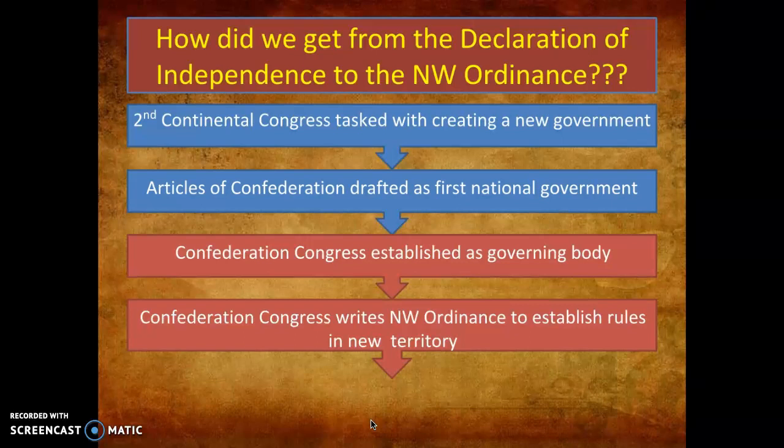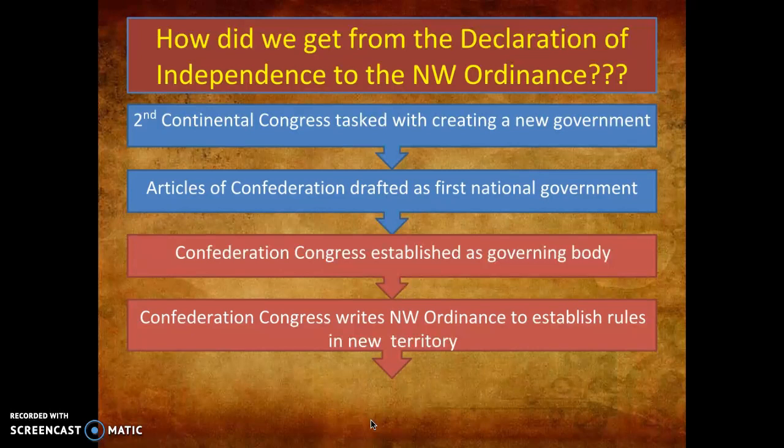So how did we get from the Declaration of Independence to the Northwest Ordinance? We declare independence from Britain in 1776, we fight a war against them, and we win. So we have to now establish a government that works for the newly created states. The Second Continental Congress is given the job of creating a new government, and they construct the Articles of Confederation. Overall, the Articles of Confederation are very weak, but there were some successes, which we will touch on later.